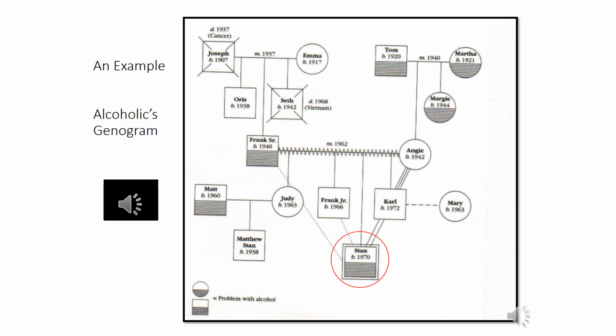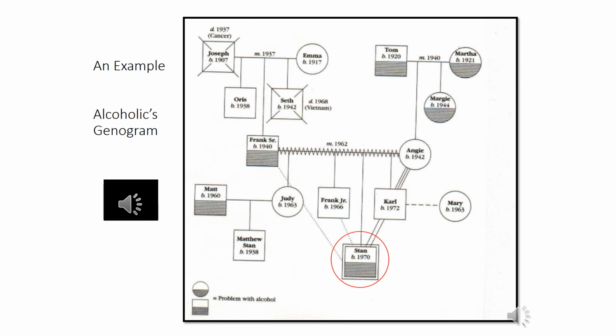Here we have an example of a client named Stan who is alcoholic. So we can say that it's a genogram of alcoholics, a three generational diagram, and all those in three generations who have been alcoholics have been represented by the half shaded lines.